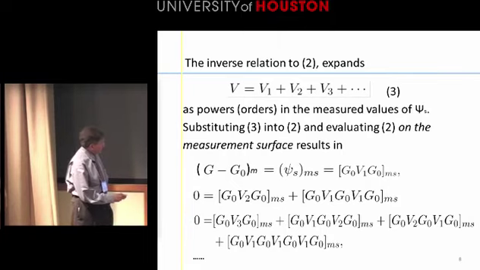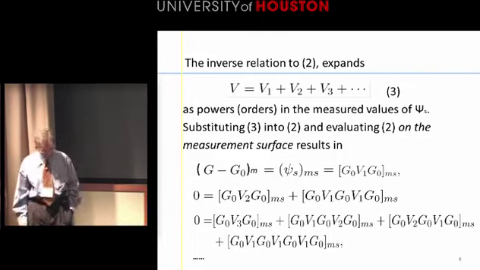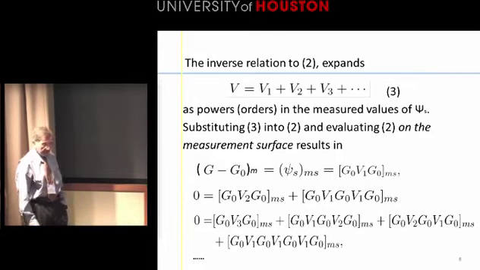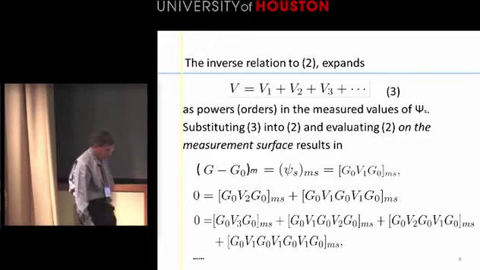So the point is, you find V1 directly from the data and water. You find V2 directly from water and data and water. Every term in the inverse series is directly determined in terms of data and water. So that's the story. That's the claim of the inverse scattering series.